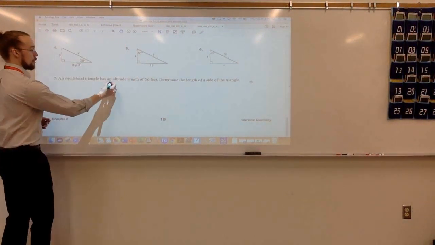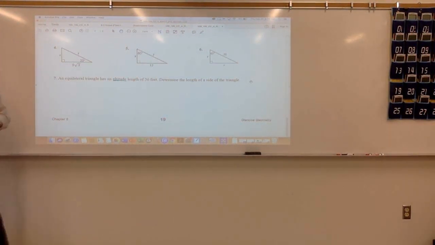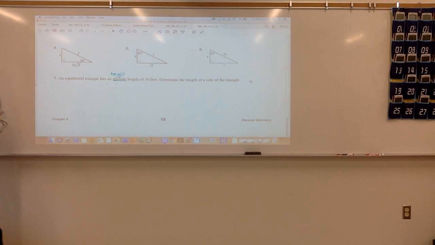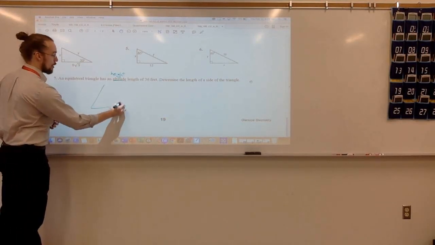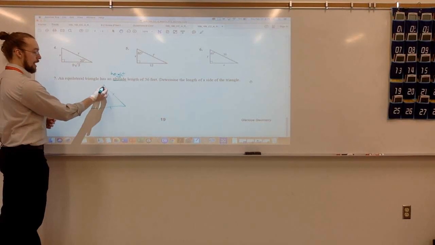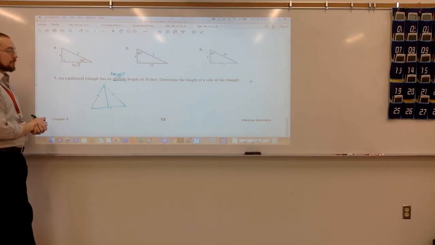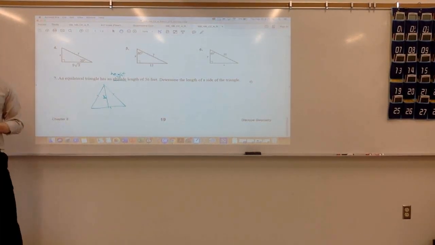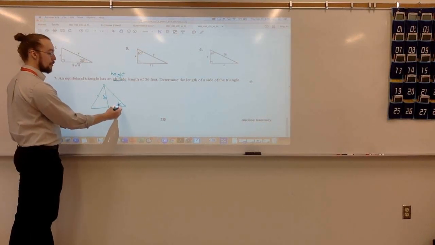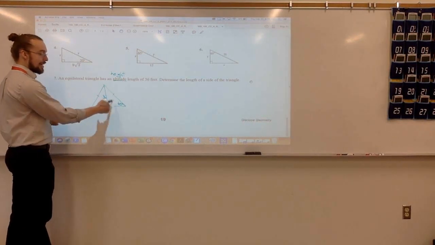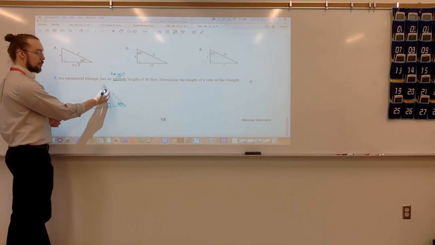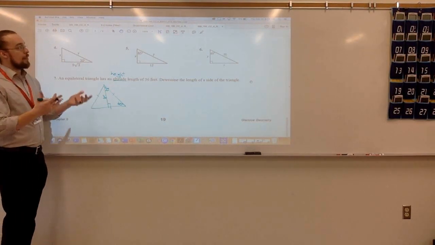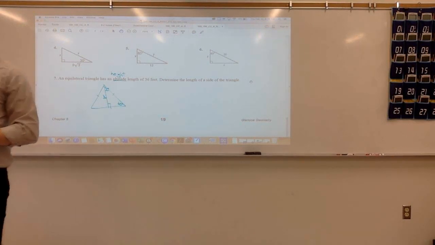Real quick, this last one has a word that we haven't really talked about. Altitude is just the same thing as height. This one we've got an equilateral triangle, so we know all sides are the same. And the height, we're saying, is 36. If this is an equilateral triangle, the angles are 60. If I cut it in half with a height, we create a 30-60-90 right triangle. So if I know this side, we can use the same ideas as up here to find the other two sides.